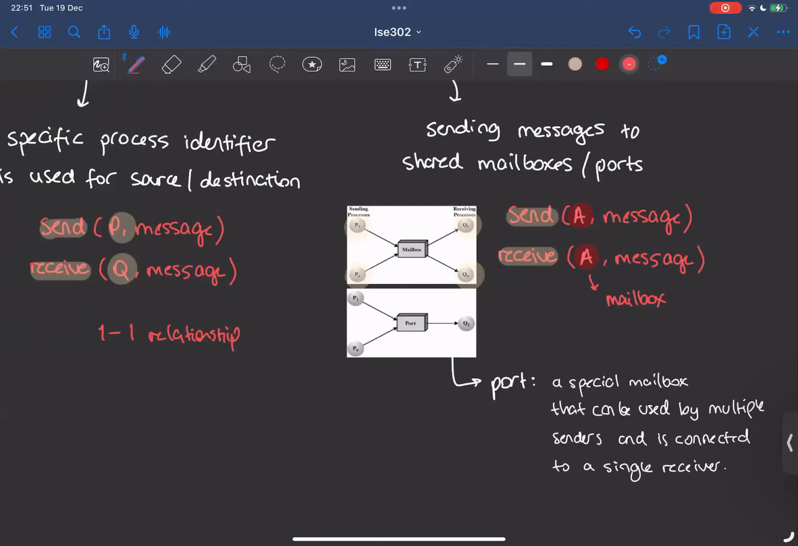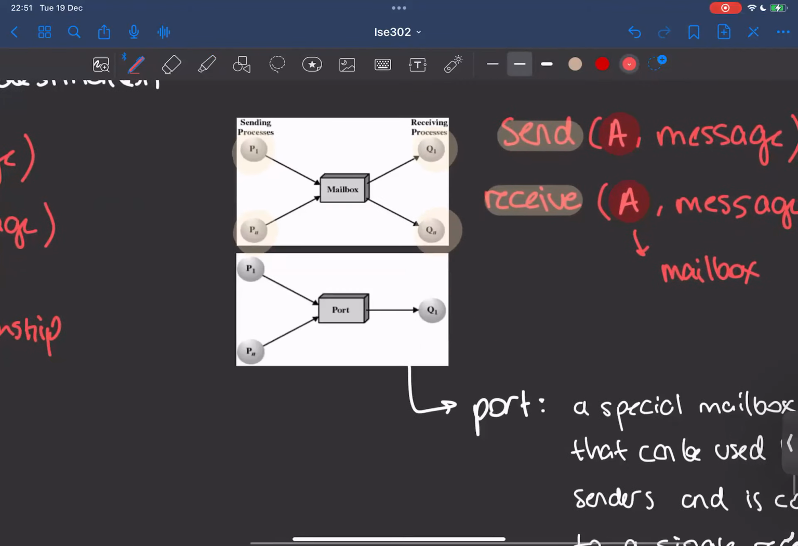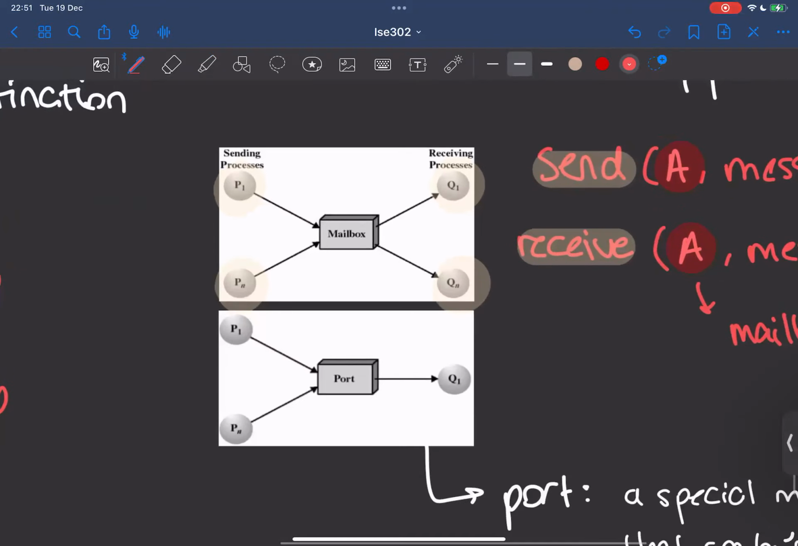Okay? So let's examine mailboxes and ports. As I said, they are essential components of indirect communication. Mailboxes can be private or shared. In a private mailbox, a mailbox can be dedicated to a specific sender-receiver pair, and it establishes a private communication channel between those two processes. And this ensures direct and exclusive communication.